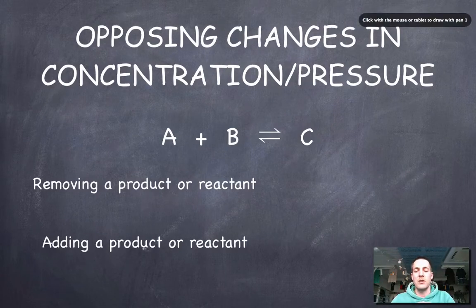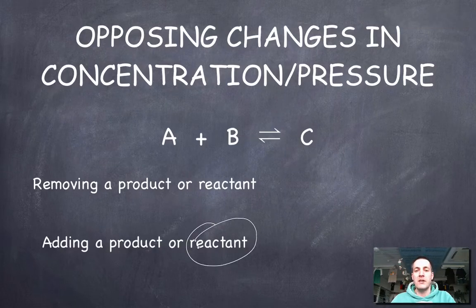If I added a product or reactant, let's say a reactant, if I add a reactant, what's the system going to try and do? It's going to try and remove it. How's it going to remove a reactant? It would have to favour the forward reaction. Why would it favour the forward reaction? Because the forward reaction uses up the reactants. Okay, so that's what systems will do if we add or remove products or reactants.